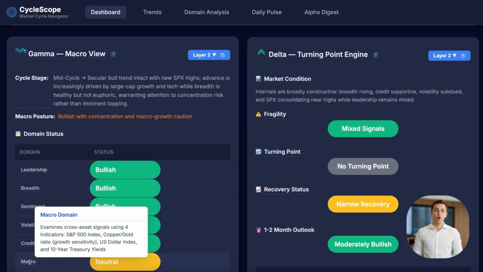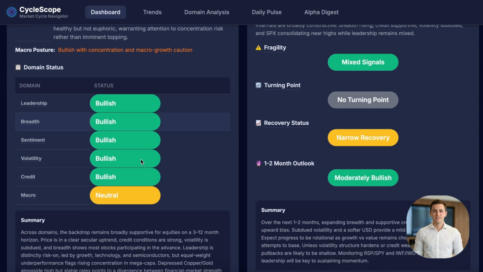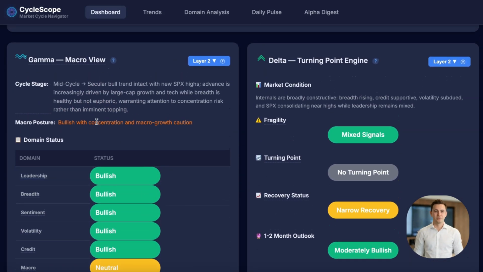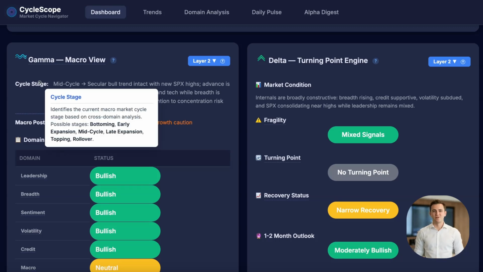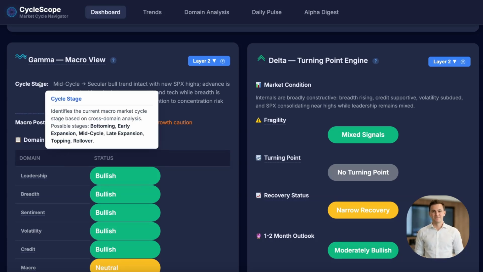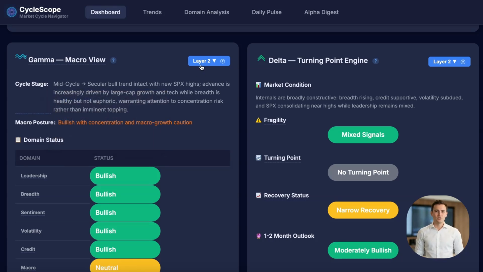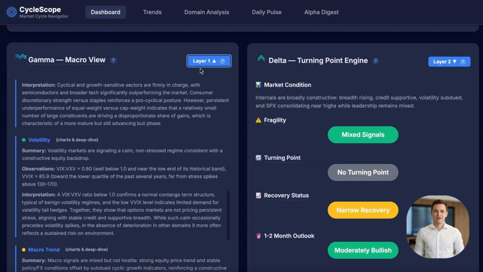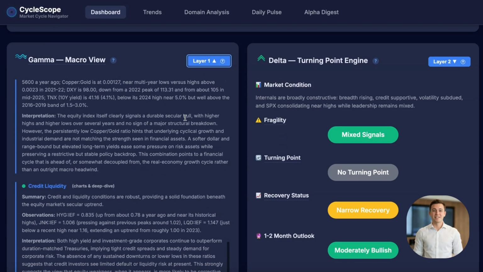Gamma synthesizes all 6 into an overall condition. For example, late expansion, moderately bullish. That tells you we're in the later innings. Be selective. Be cautious. When all 6 domains are green, the market is firing on all cylinders. When some turn yellow or red, that's a warning.